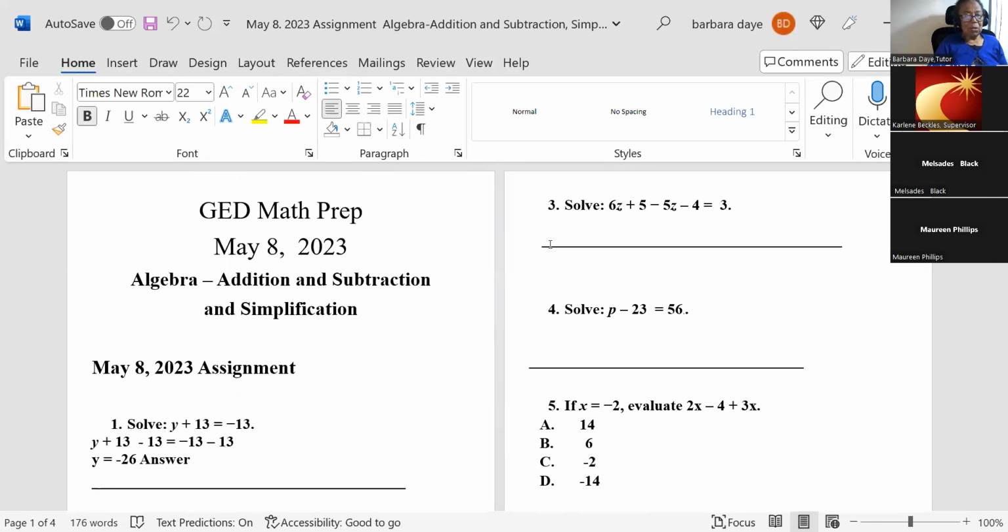Well, you combine like terms. What are your like terms? 6z, 5z. 6z and minus 5z. Okay. So those are like. What other terms are alike?